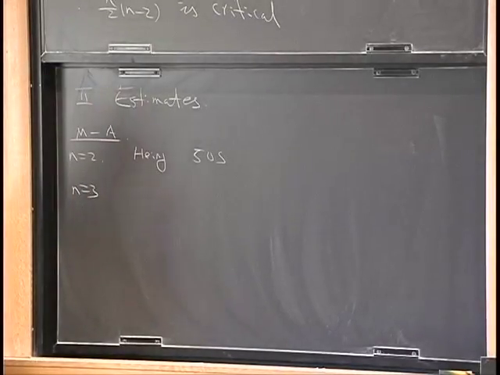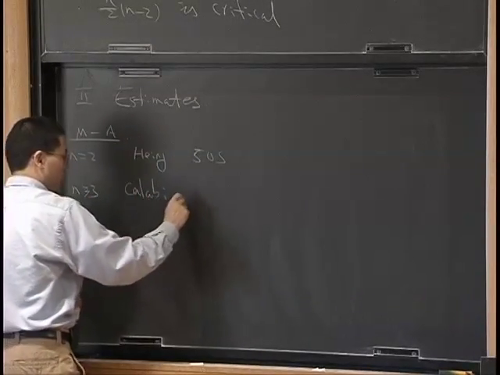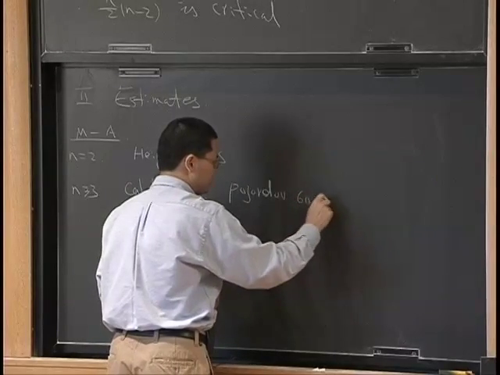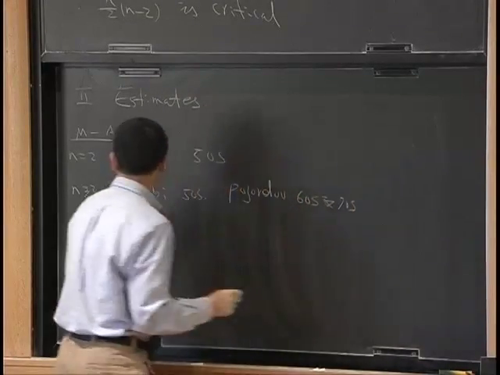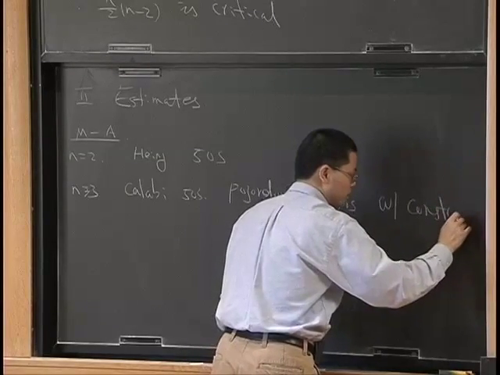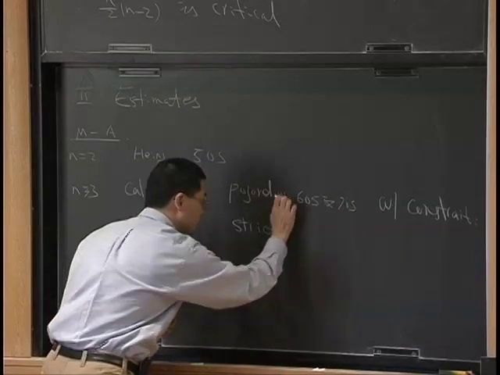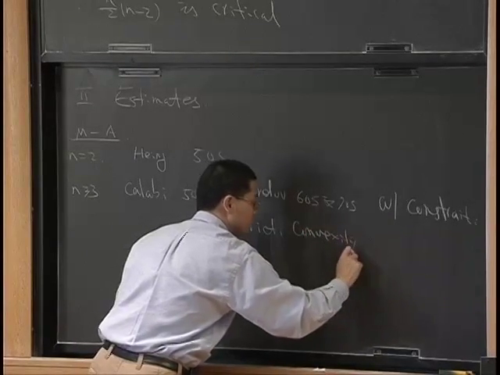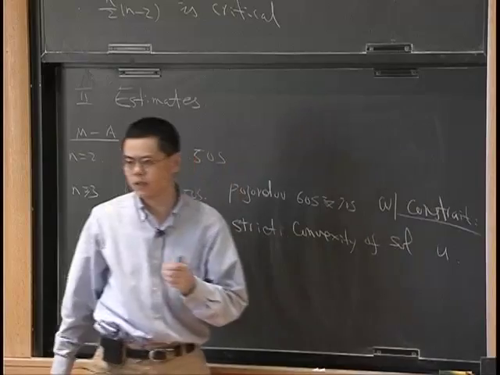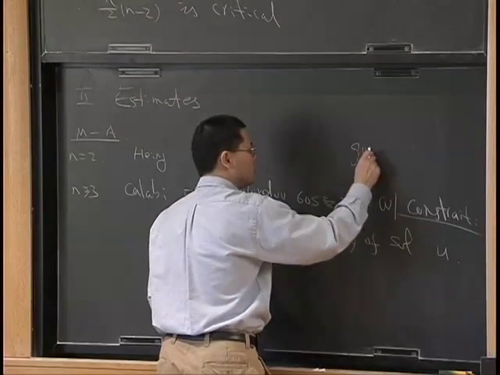When the dimension increases to 3 and above, that's the work of Calabi in the 50s, Pogorelov in the 60s and 70s. But when they did it, they required a constraint, and this constraint is the strict convexity of the solution U. It turns out this constraint has a good reason. It's not just some random condition.